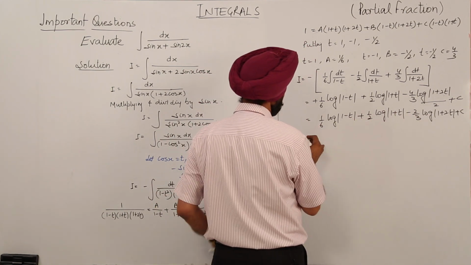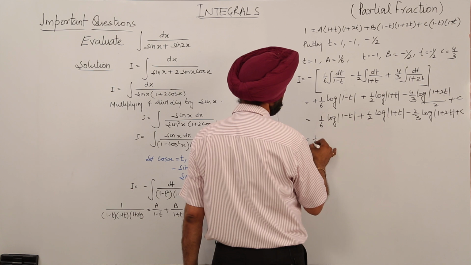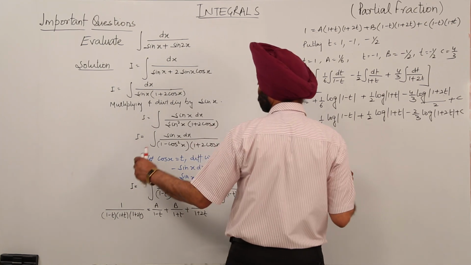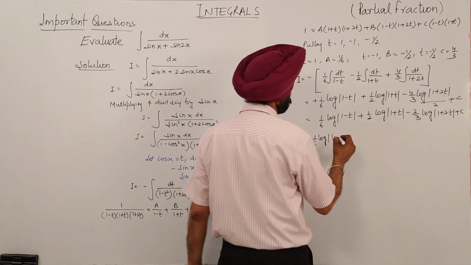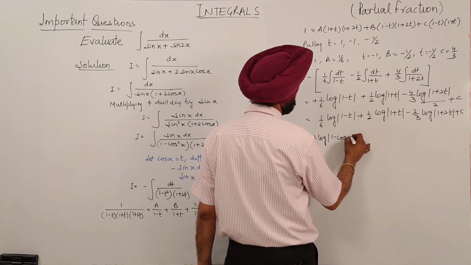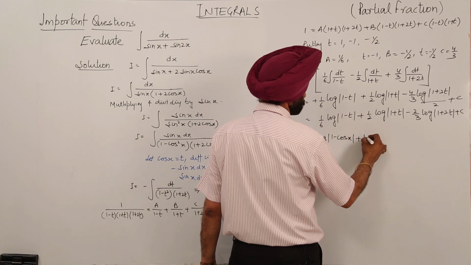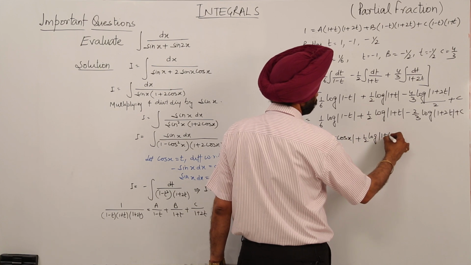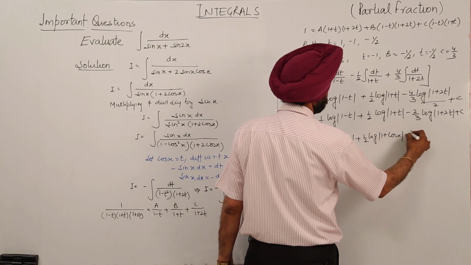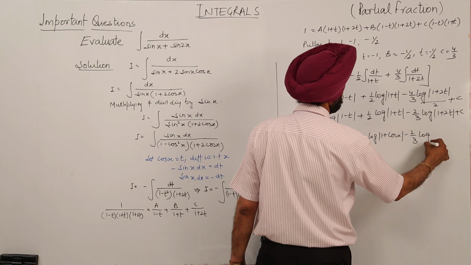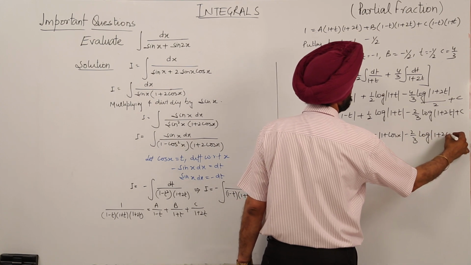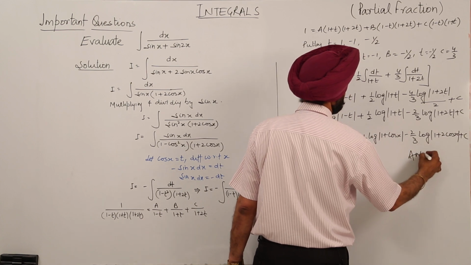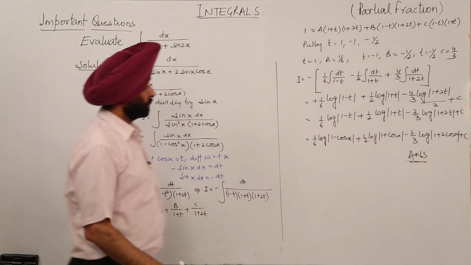To this part now, finally what we are having? 1 upon 6 log (1 minus t), and t was cos x, so 1 minus cos x, plus half log (1 plus cos x) minus 2 by 3 log (1 plus 2 cos x) plus c. This is the answer.